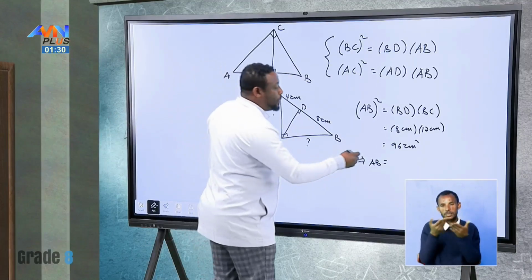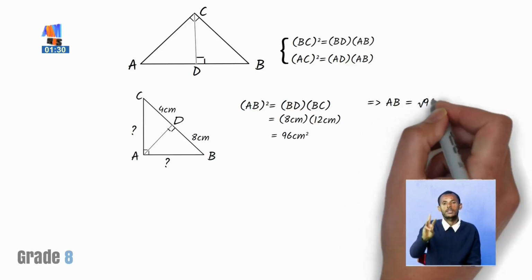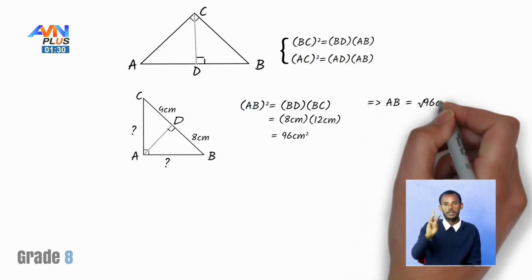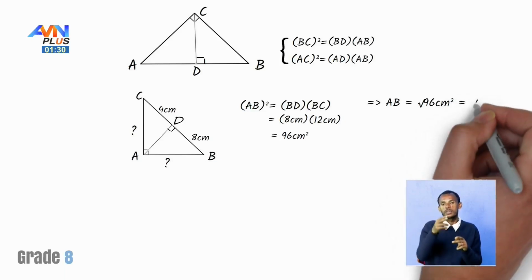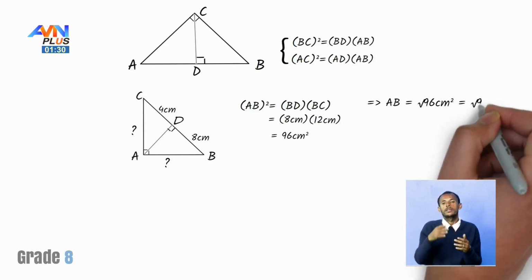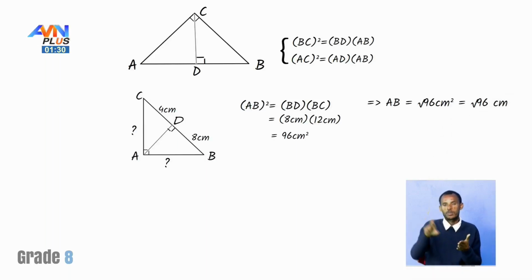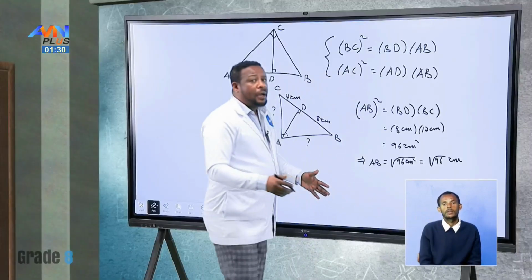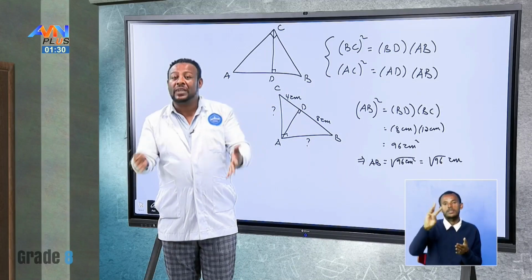So this AB becomes the square root of 96 centimeter square. Okay, 96 is not a perfect square. You can put it in the radical, so centimeter square can be taken out. So this can be written as square root of 96 centimeter. But you can rewrite square root of 96 in different ways.